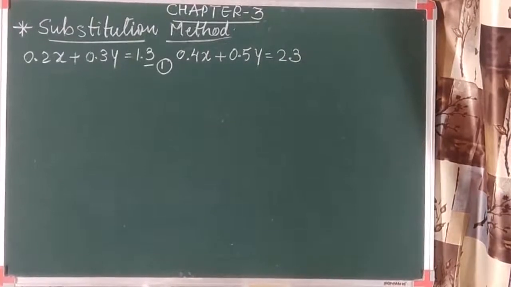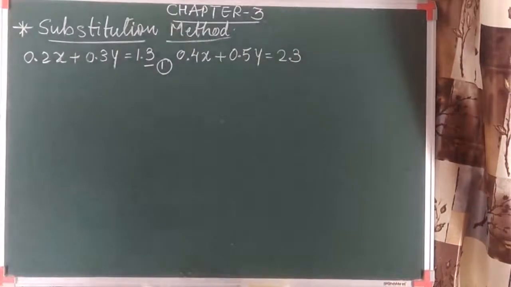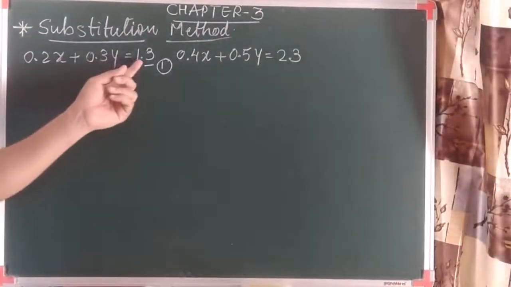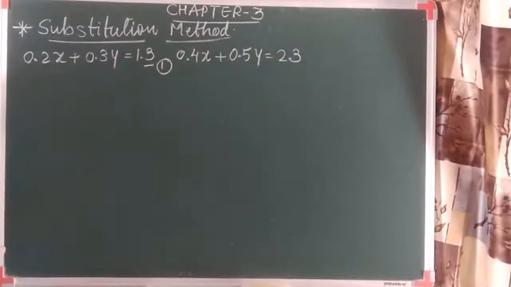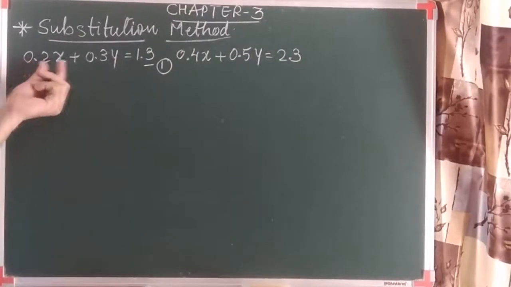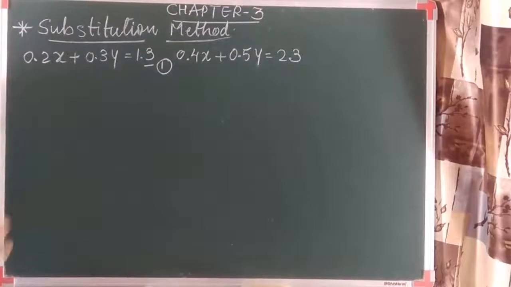Let's see one more question of this method, substitution. You can see in this question, the coefficients as well as the constant terms are given in decimal form. As we discussed earlier also, we never require the coefficient in fraction or decimal form. So convert this decimal into the integer. How can we do this?